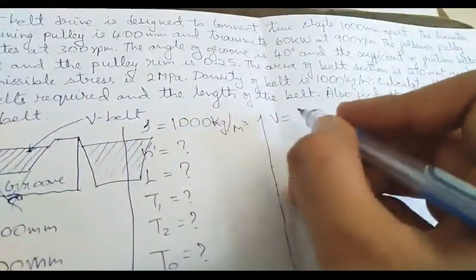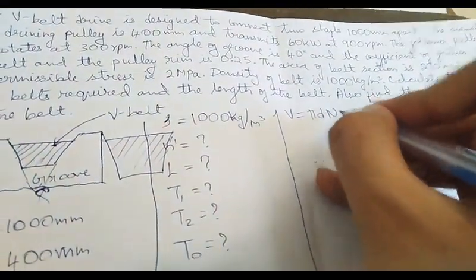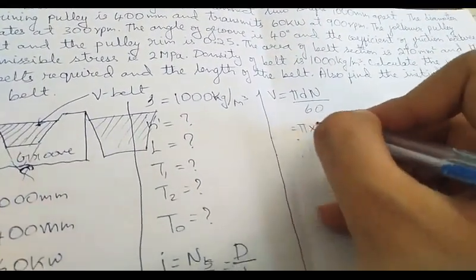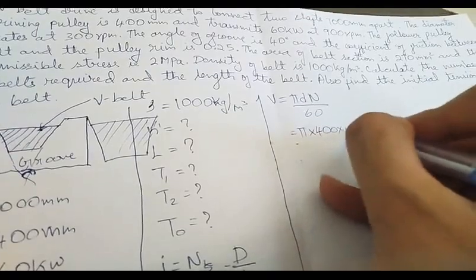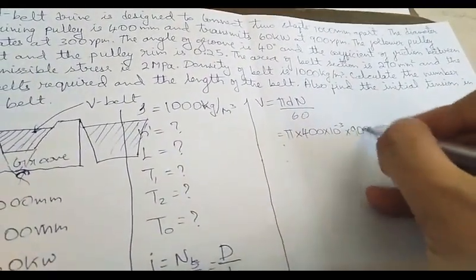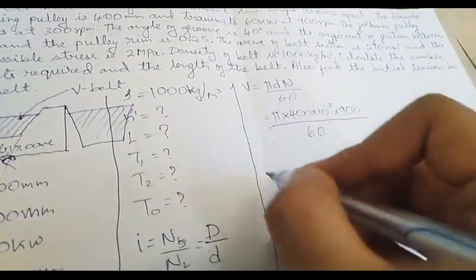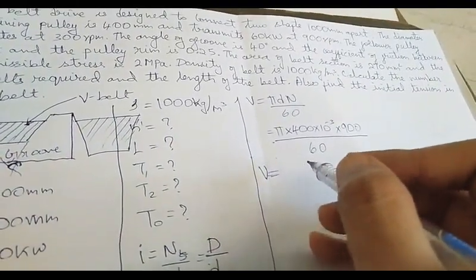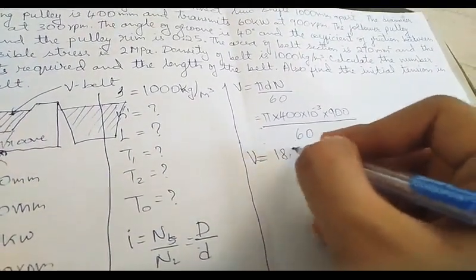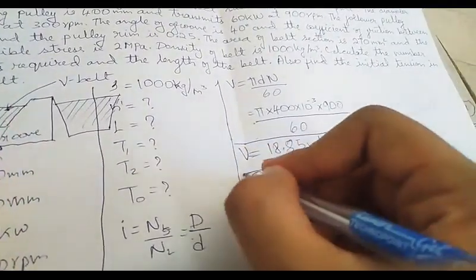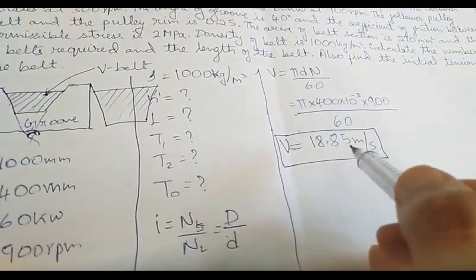We shall find the velocity of driver, pi d n by 60. So the velocity which we will get is 18.85 meter per second. So this is the value of velocity we will get, 18.85 meter per second.